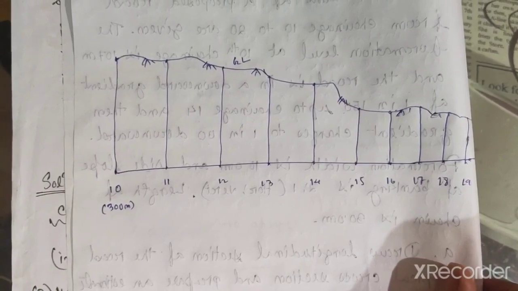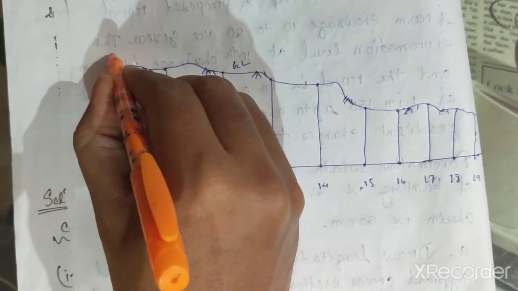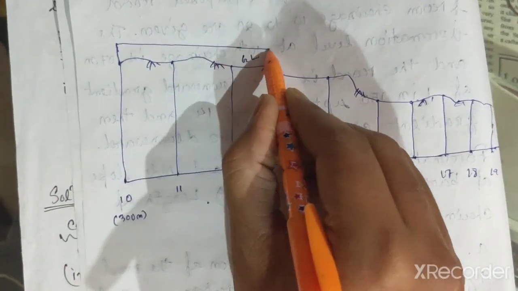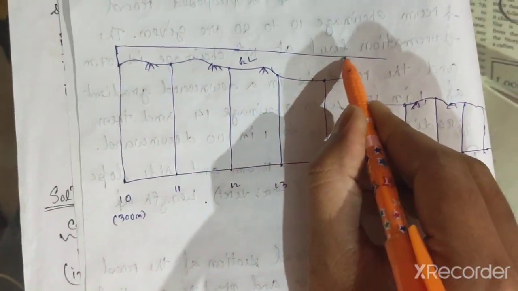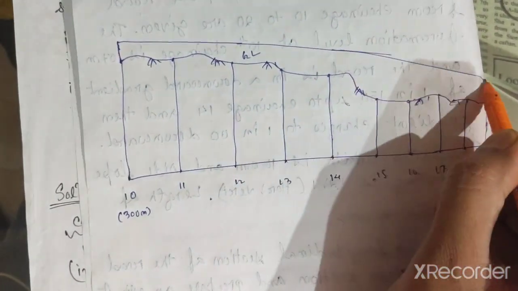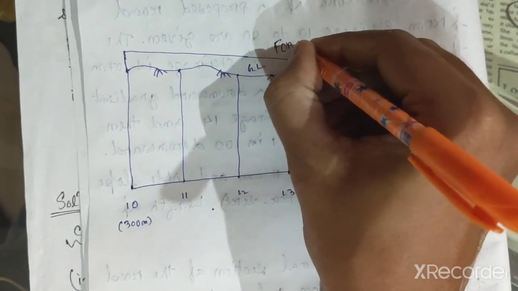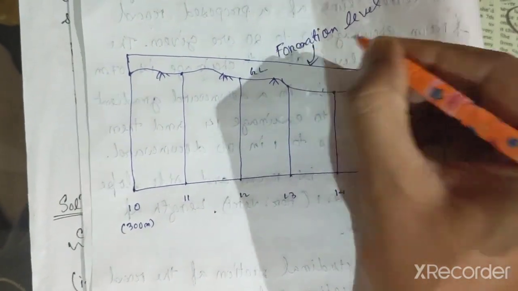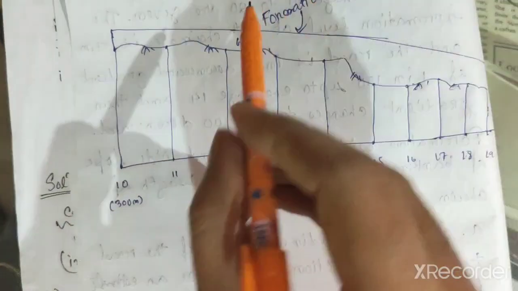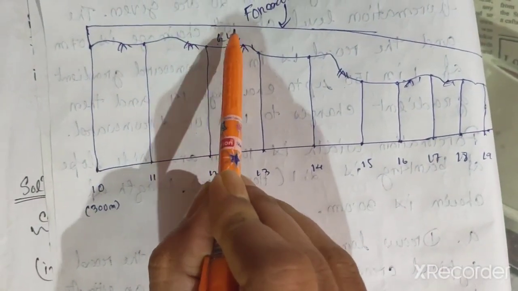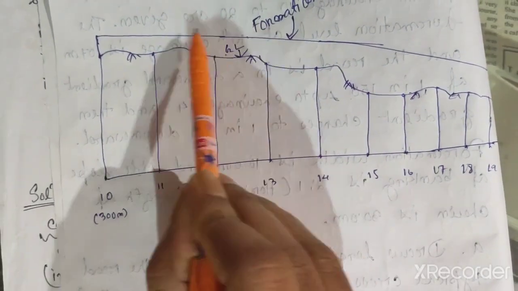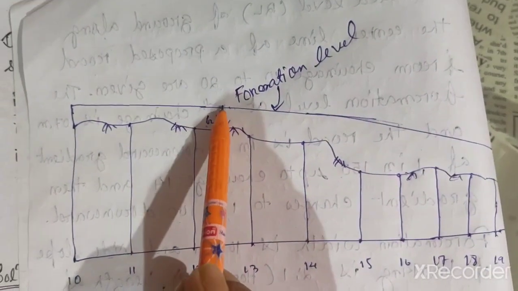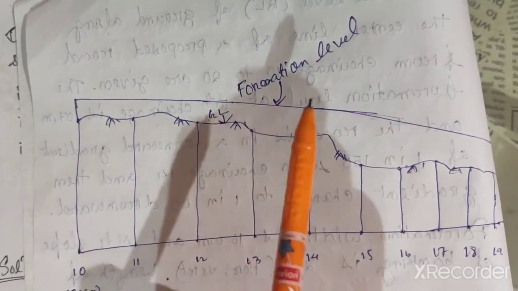And what else is given? What else is given is the formation level. This is the formation level, and this is ground level. So from the existing ground level, we have to achieve this formation level. This is the road level actually. So from the actual ground level, we have to achieve this formation level by earth filling.